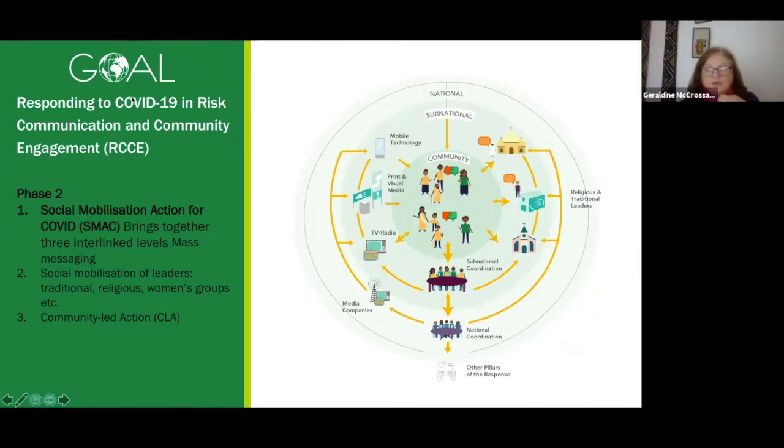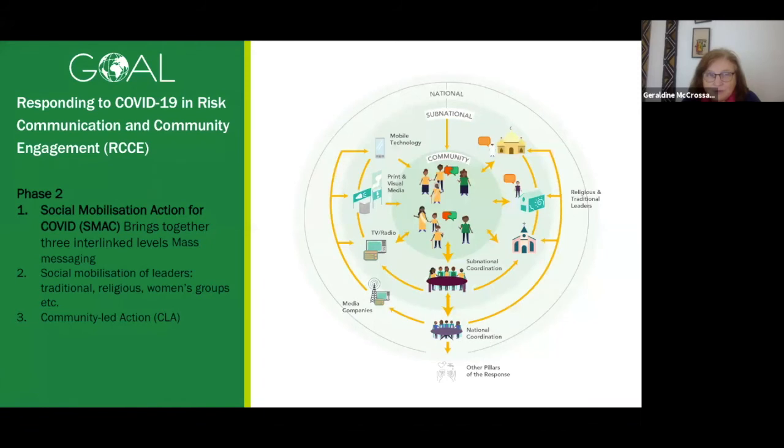A core strength of GOAL's work is always our community engagement. At the beginning of the response, we were able to quickly mobilize our existing district and community networks to kickstart and implement the CLA. We would engage through the district health and RCCE task force for the COVID-19 response. To reach communities with CLA, we decided to use a remote cascade training approach, online initially from HQ down to our country health coordinators, and then down to district GOAL staff and Ministry of Health staff. Other partners were also involved in the training.